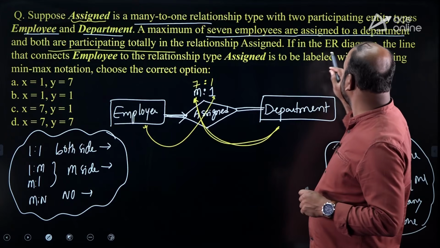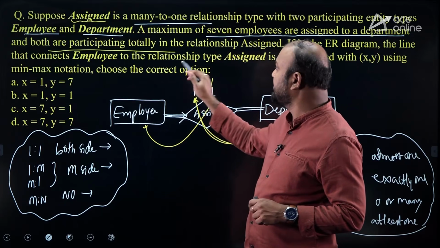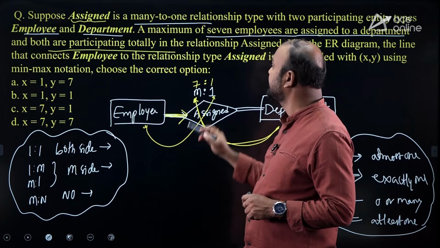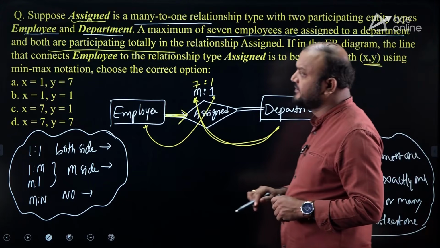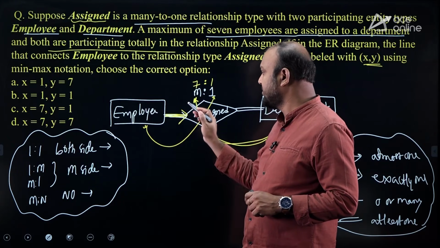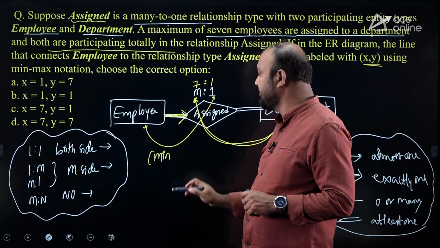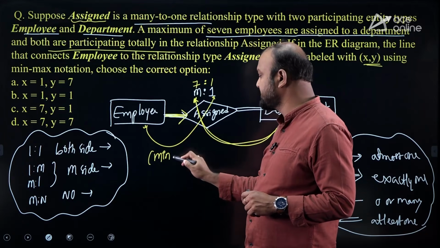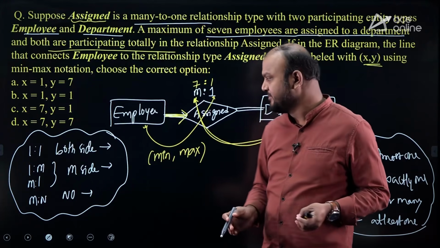Okay. In the ER diagram, the line that connects employee to the relationship, this line, employee to the relationship assigned, is to be labeled with x comma y using min-max notation. Choose the correct option. What does it mean? Employee is connected with a minimum of how many assigned relationships and a maximum of how many relationships? This one you can answer simply.